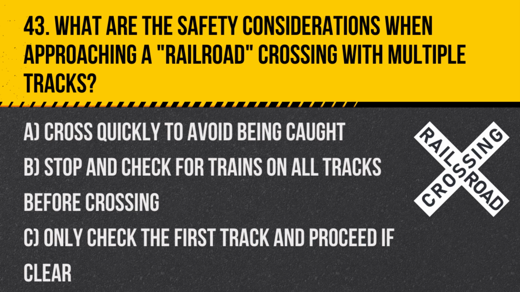A. Cross quickly to avoid being caught. B. Stop and check for trains on all tracks before crossing. C. Only check the first track and proceed if clear. Answer B. Stop and check for trains on all tracks before crossing. Multiple tracks mean multiple potential train crossings.